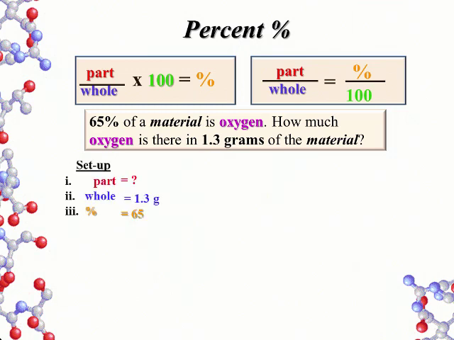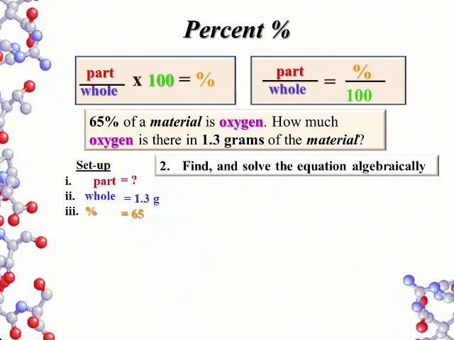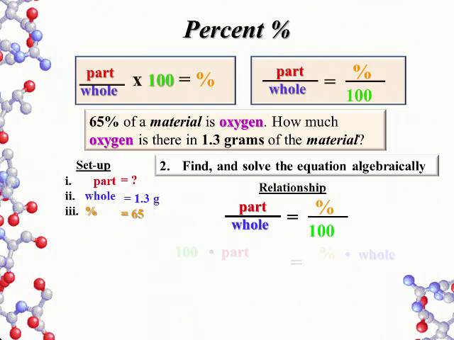Next, we need to find the appropriate equation and then solve that equation algebraically. We need an equation that relates part, whole, and percent. We want to isolate part in that equation. Either of the percent equations will work. This one might be a bit easier. It is the relationship equation, but it is not solved for part. And there are several ways of isolating part. Since the equation relates to fractions, cross-multiplying is a reasonable step.